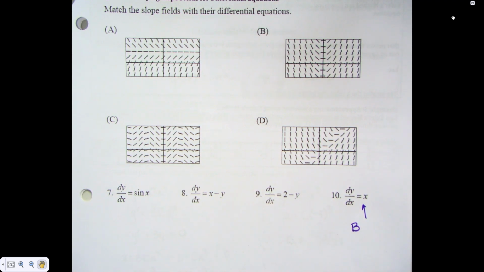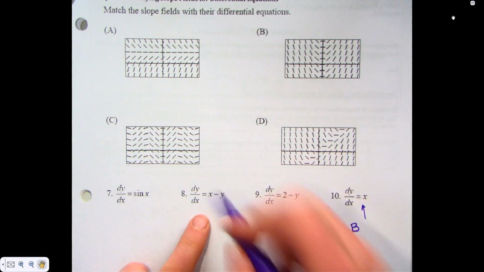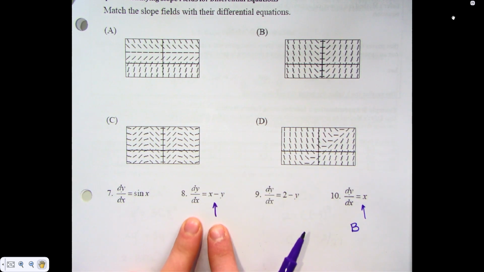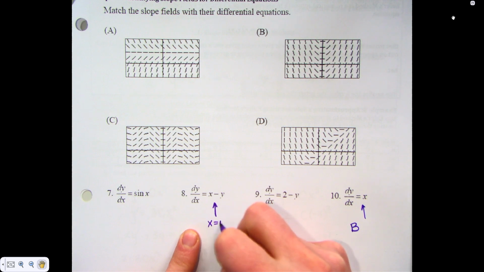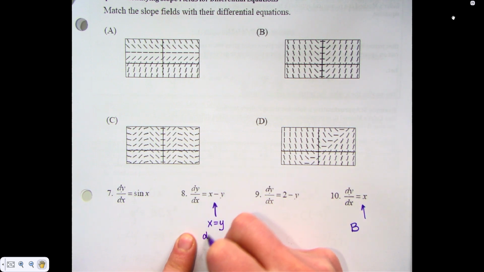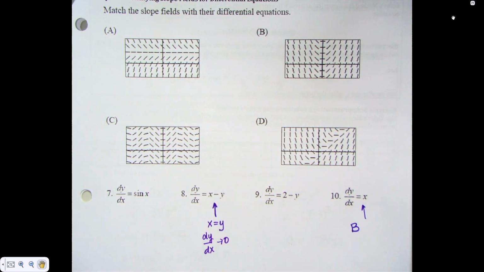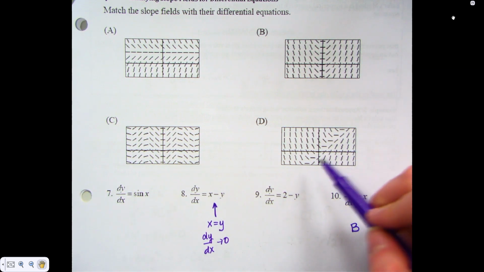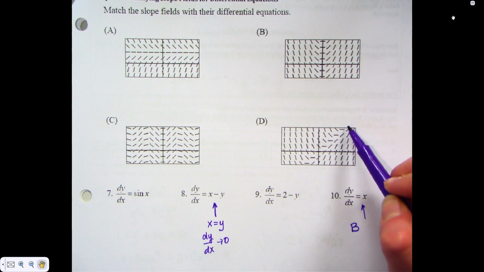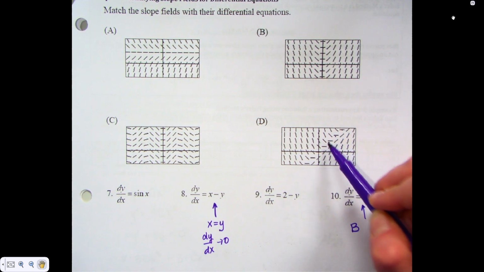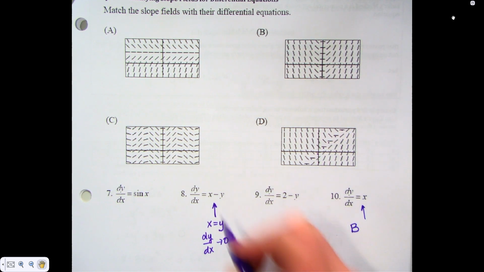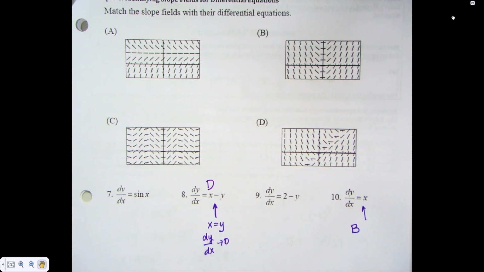Right? Another one that I could think of would be, again, with zeros. What would help me identify this would be that when x is equal to y, I would expect dy/dx to give me a 0. And what would that look like? Well, that would look like that diagonal. So I can see on that diagonal all the 0 slopes are informing me that 8 should be letter D.